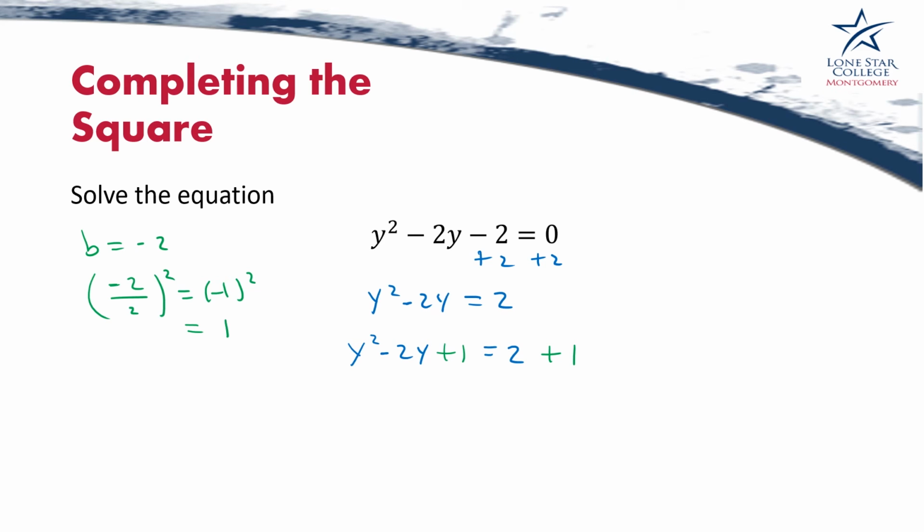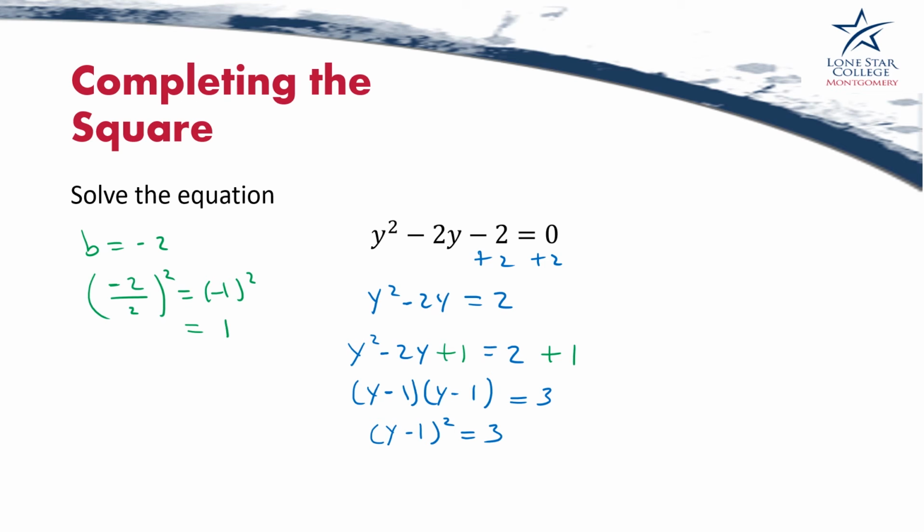Now doing that, we can now factor the left side, because we think of two numbers that multiply to get you 1, but also add up to get you negative 2. That would have to be negative 1, negative 1. And on the right side, 2 plus 1 is 3. And then we can write y minus 1 times y minus 1 as y minus 1 squared.